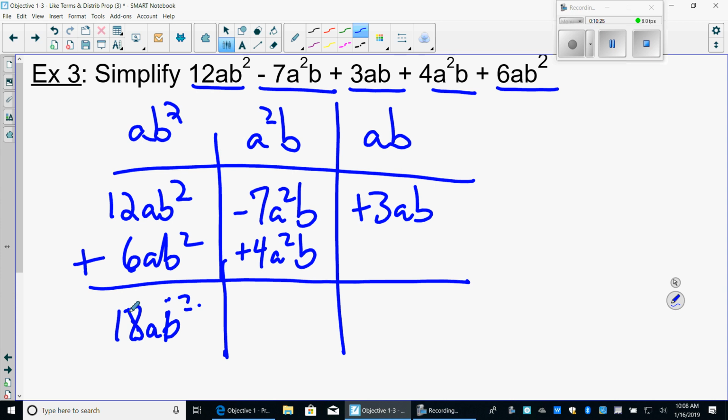All right, negative 7a squared b and 4a squared b is negative 3a squared b. And then what do you do with this guy? Bring it down. Just bring him down. Plus 3ab. Any questions on that? Okay, on that note.